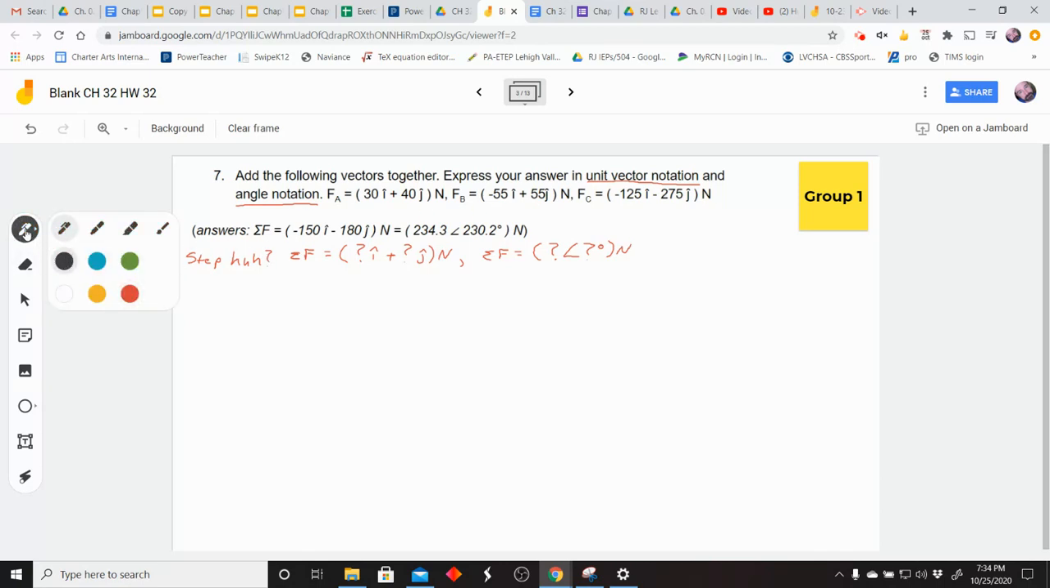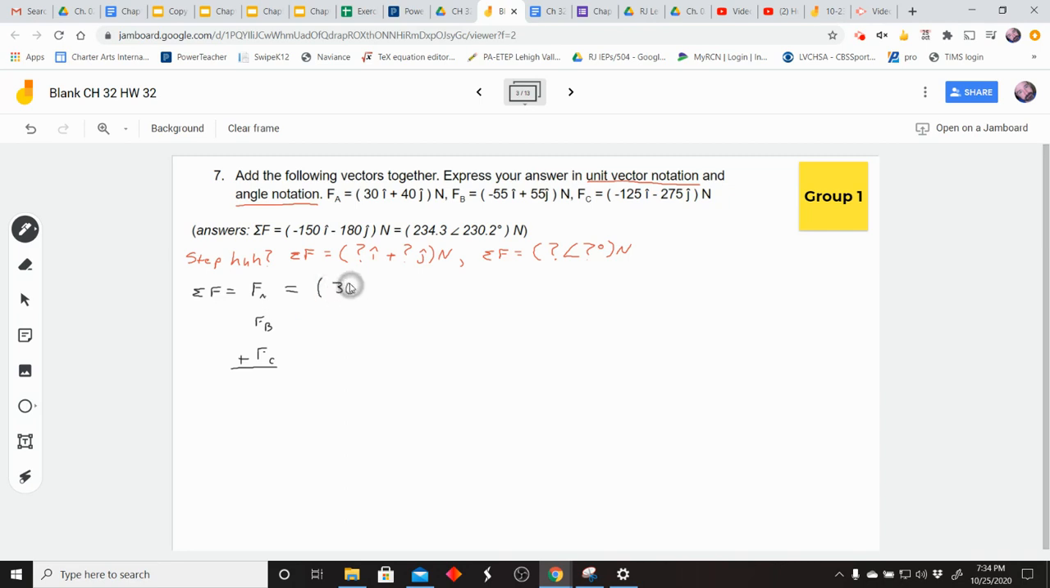So what are we doing? We have to add these vectors together. So what we're looking for is sigma F is equal to, and then I'm going to write it this way. We have to add F sub a and F sub b and F sub c. So add these guys together. So when you're adding these guys together, what you want to do is line everything up very nicely.